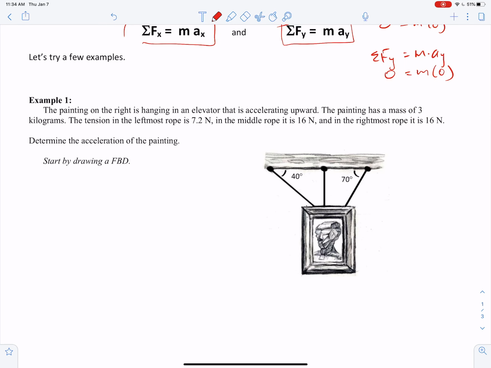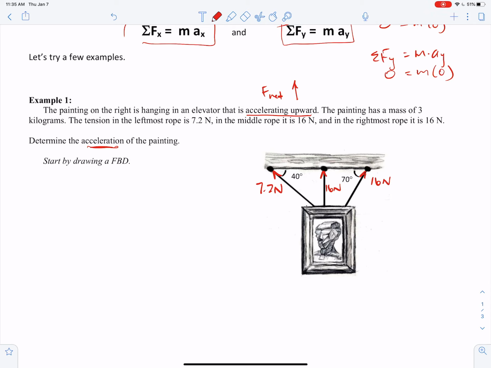Number one, the painting on the right is hanging in an elevator, but the elevator is accelerating upwards. Okay. Not only does that mean that the acceleration is up, but the net force will also be directed upwards too. The painting has a mass of 3 kilograms. The tension in the leftmost rope is 7.2 newtons. So I'm going to call this 7.2. The middle rope, this tension is 16 newtons. And in the rightmost rope, it is also 16 newtons. Okay? Determine the acceleration of the painting.